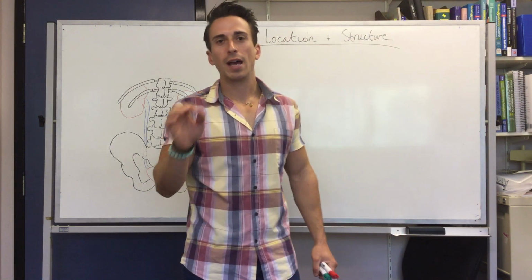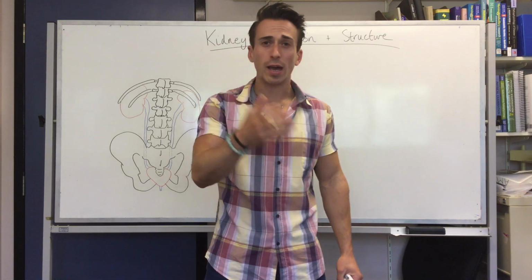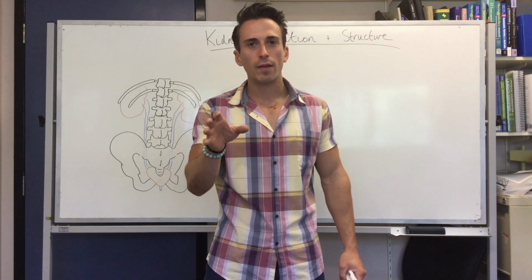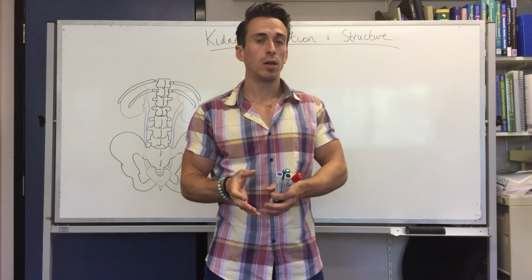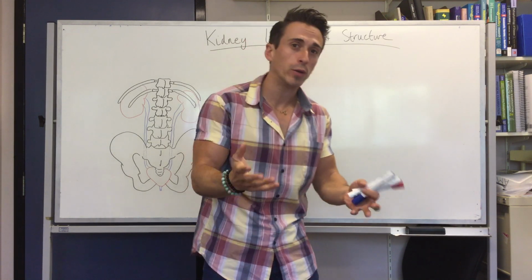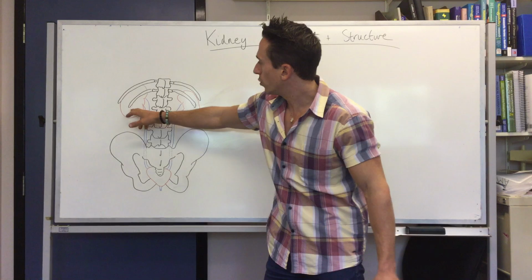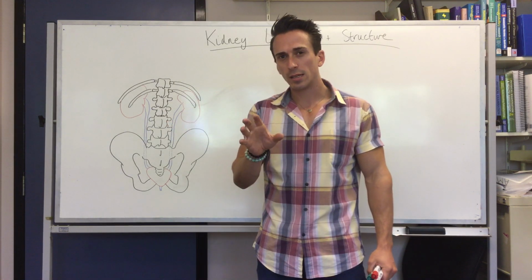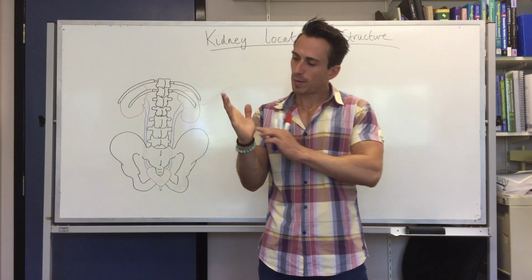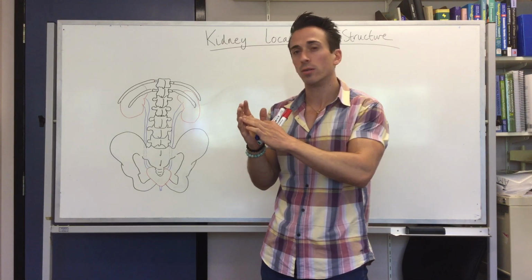So let's take a quick look at the kidneys and have a look at their location and their structure, and then also have a look at the urinary system as a whole. So when we talk about the urinary system or renal system, we talk about the two kidneys that we have. So remember, the kidneys are this bean-shaped organ around about the size of the hand to about the second knuckle.